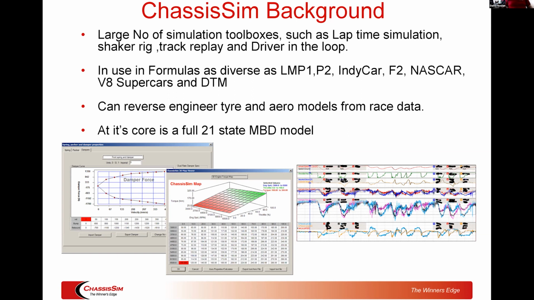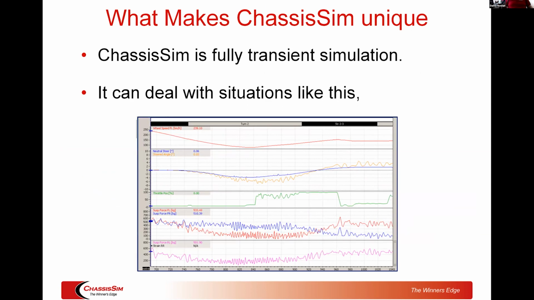Now, the thing about ChassisSim is at its core is a full fire breathing 21-state multi-body vehicle dynamic model. What that means is the thing that makes ChassisSim unique is its transient simulation throughout all of its toolboxes. We are talking the track replay, the shaker rig, driver in the loop, and the lap time simulation. The code commonality across all of that, when you dig into the numerical engine, is about 95%, and the code differences are more just to customize it for what it actually has to do.